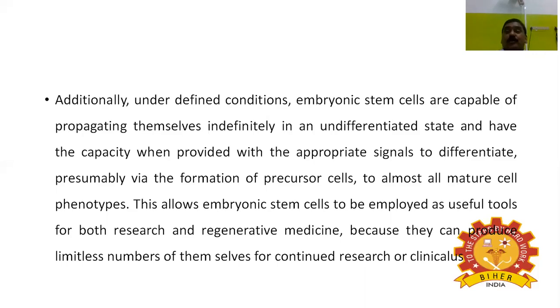Sir, one word newly you have pronounced, regenerative medicine. What is it? The next question arises. Basically, regenerative medicine or reparative medicine is nothing but stem cell based therapeutics. Stem cell based therapies.